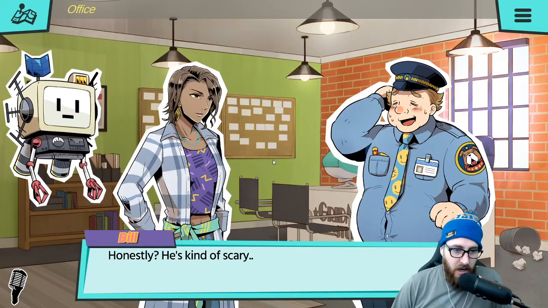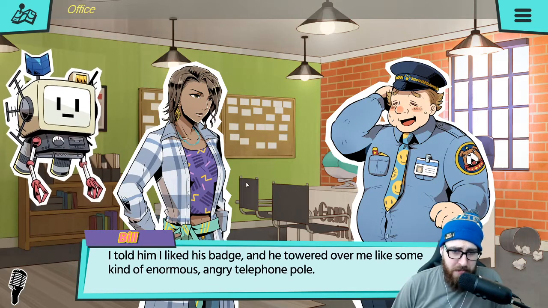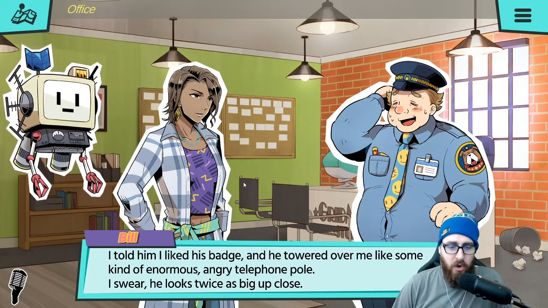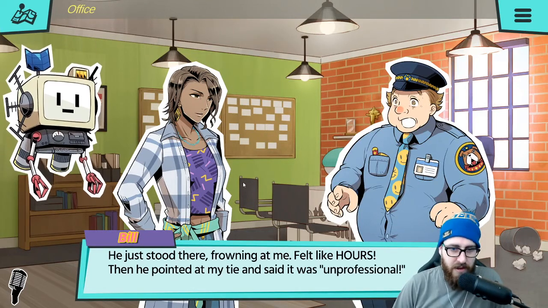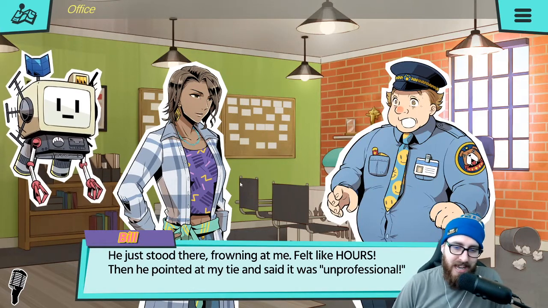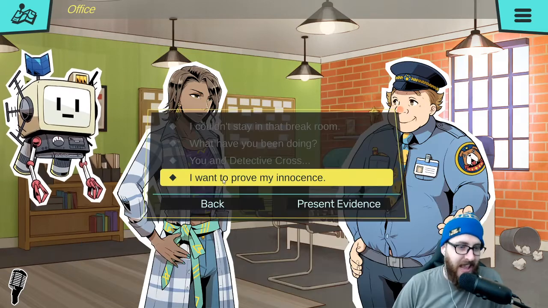What do you think of Detective Cross? Honestly, he's kind of scary. I told him I liked his badge, and he towered over me like some kind of enormous, angry telephone pole. I swear he looks twice as big up close. He just stood there frowning at me. Felt like hours. Then he pointed at my tie and said it was unprofessional. I like this tie.